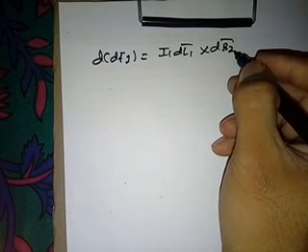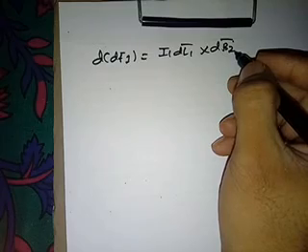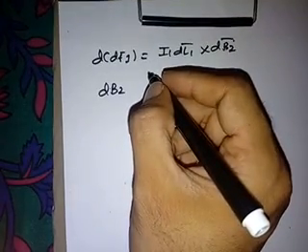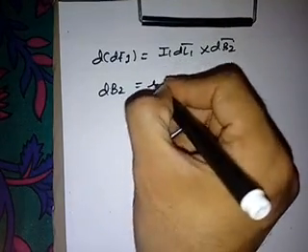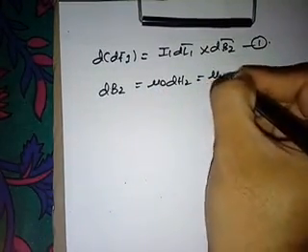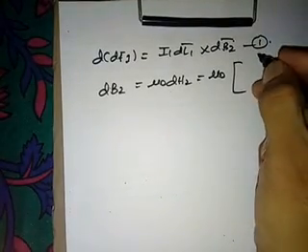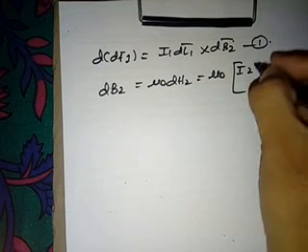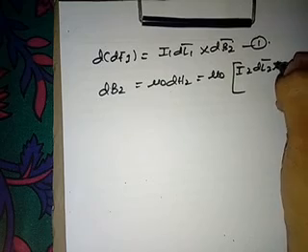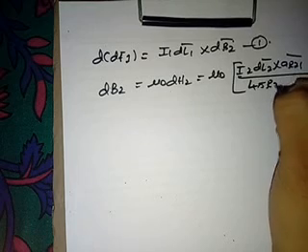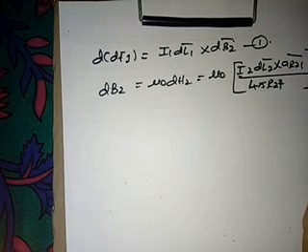According to the Biot-Savart law, the magnetic field intensity produced by the current element I2 dl2 bar is given by dB2 bar is equal to mu naught into dH2 bar. Substitute the magnetic field intensity, that is dH2, that is I2 dL2 bar cross aR21 bar, divided by 4 pi R21 square. So take it as equation 2.